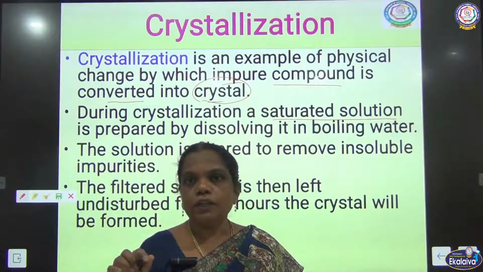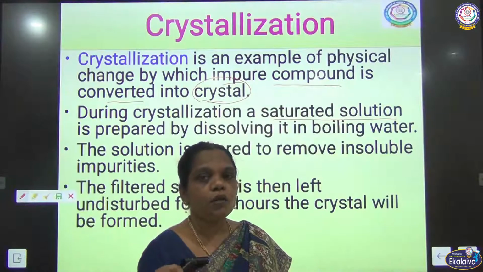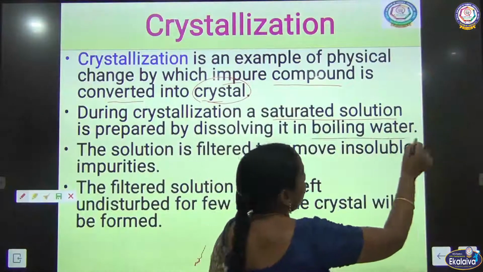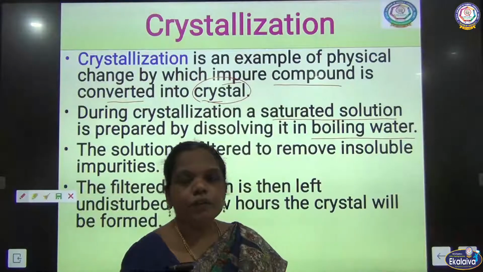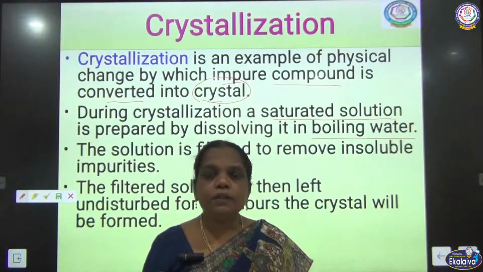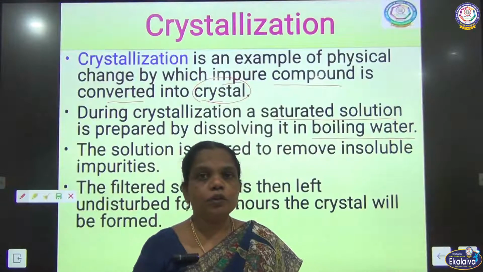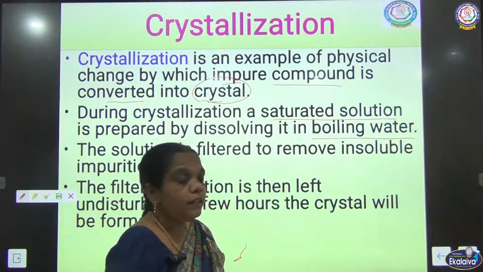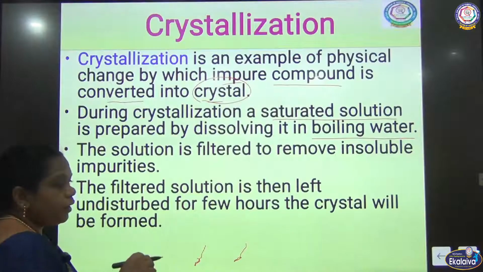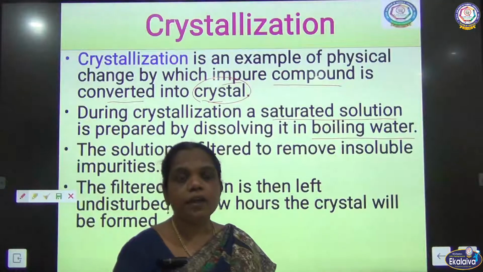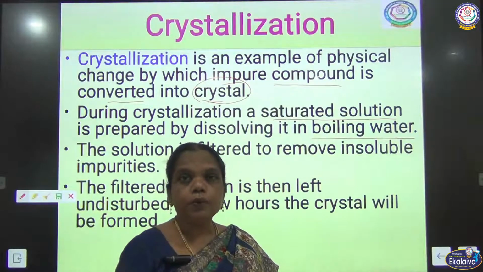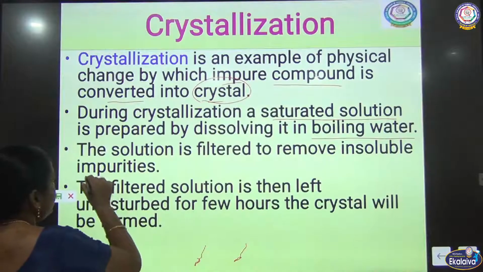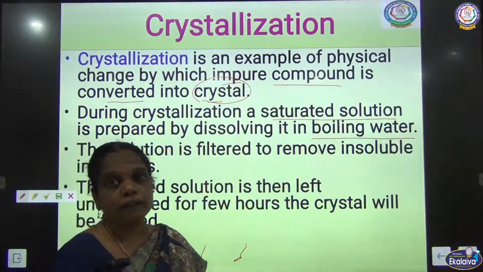The saturated solution is the one in which the maximum substance has been dissolved in the given solvent, by dissolving it in boiling water. If you heat, the dissolution is going to be greater, so we want to boil. Which one is going to be greater? The substance dissolves easily in boiling water. Then after boiling for some time, the entire substance is dissolved, and some of the impurities are not dissolved and they remain.